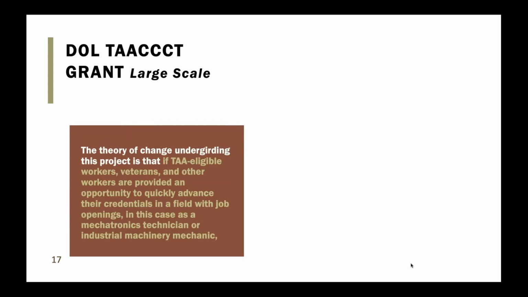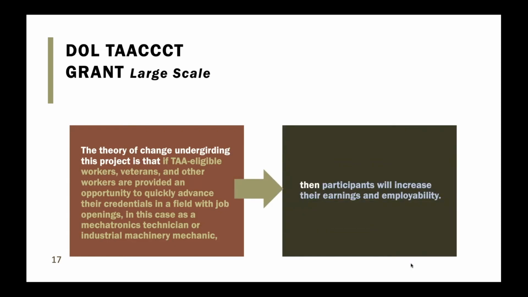And so let me wrap this portion up with an example from a large scale. And this is the DOL TAACCCT grant that many community colleges were participating in. And in this theory of change, we wrote it this way. The theory of change undergirding this project is that if TAA eligible workers, veterans, and other workers are provided an opportunity to quickly advance their credentials in a field with job openings, in this case as a mechatronics technician or industrial machinery mechanic, then participants will increase their earnings and employability.